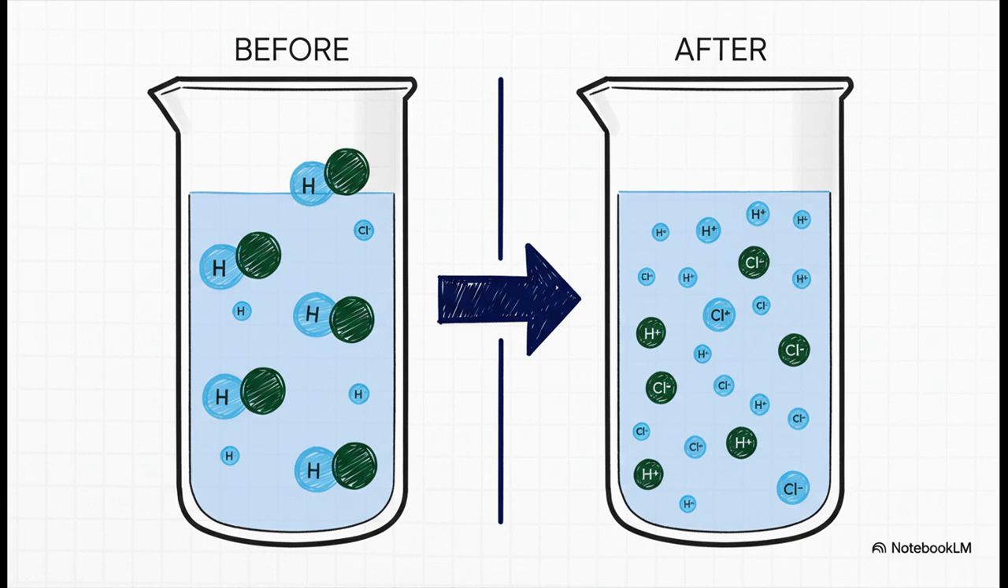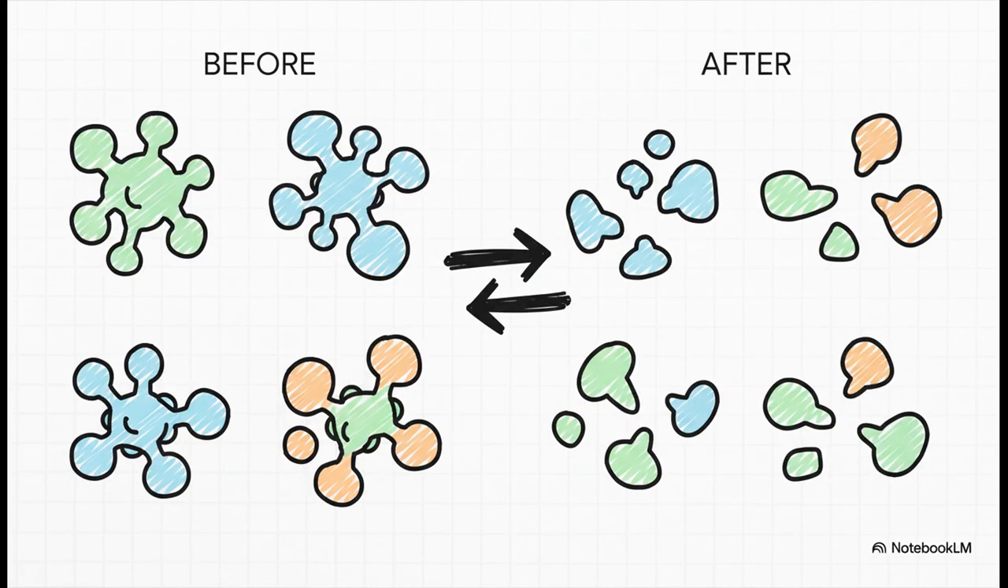Strength, though, that's a whole different story. Strength isn't about how much stuff there is, it's about how it behaves. A strong acid, like that hydrochloric acid we mentioned before, completely breaks apart, or dissociates, in water. That means literally every single molecule of it releases its hydrogen ion. And check out that arrow in the equation. It only goes one way. It's a one-way ticket.